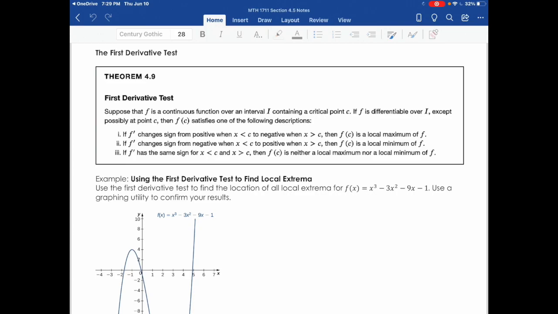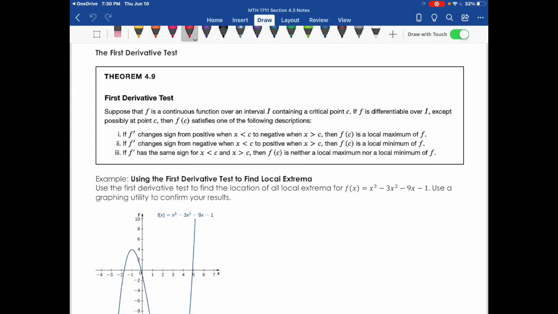But the first derivative test tells us that if a function is continuous on an interval I, and you have a critical point C, then you can check test points to see if it's a local max or min. So if the derivative changes sign from positive to negative, then you have a local maximum. The second part says if the derivative changes from negative to positive, then we have a local minimum. And if the derivative has the same sign, then it's neither a local max nor a local min.